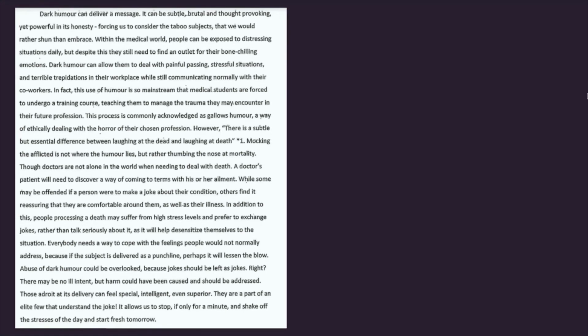In fact, this use of humour is so mainstream that medical students are forced to undergo a training course, teaching them to manage the trauma they may encounter in their future profession. This process is commonly acknowledged as gallows humour, a way of ethically dealing with the horror of their chosen profession. However, there is a subtle but essential difference between laughing at the dead and laughing at death. Mocking the afflicted is not where the humour lies, but rather thumbing the nose at mortality.